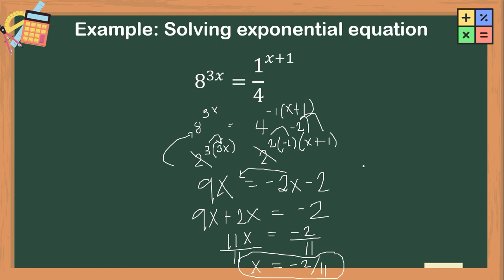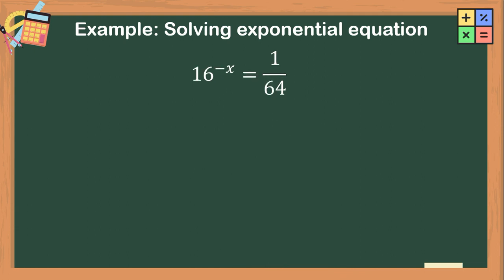Gets po? Okay, next. Next example, we have 16 raised to negative x is equal to 1 all over 64. Then the smallest here is 16, but hindi naman pwedeng mag 16 raised to 2 tayo dito, tama?